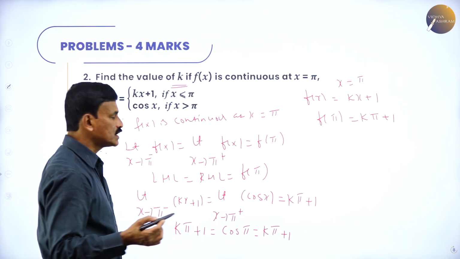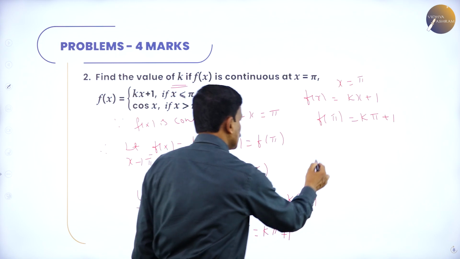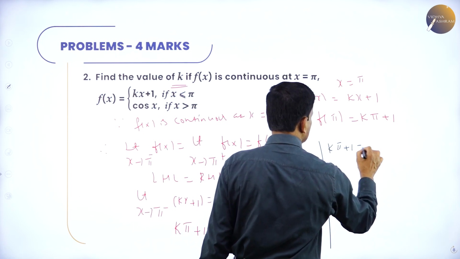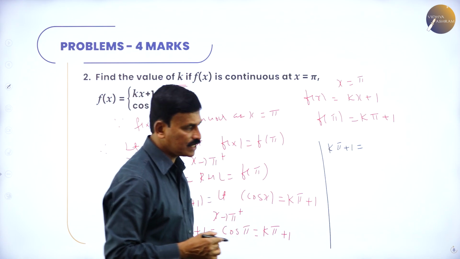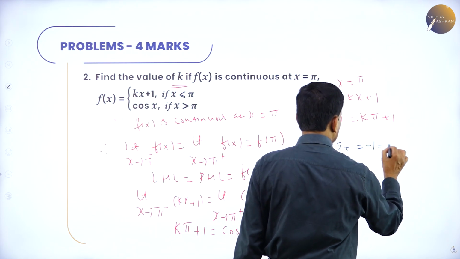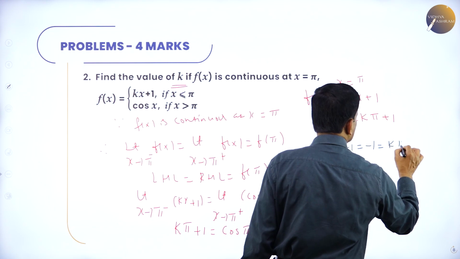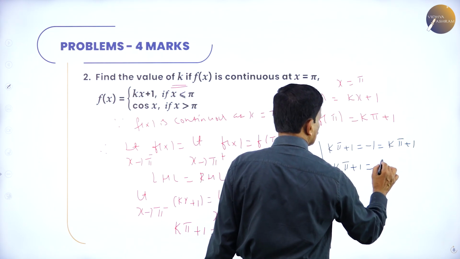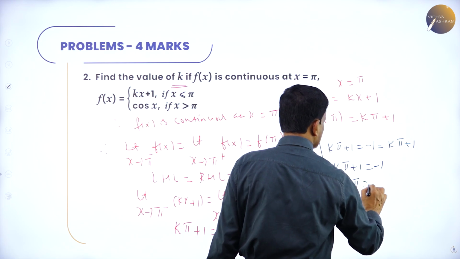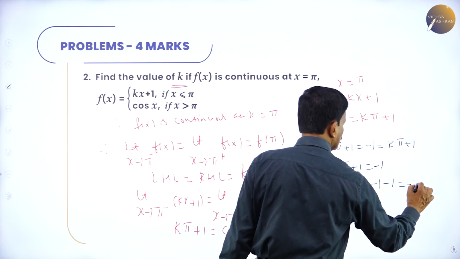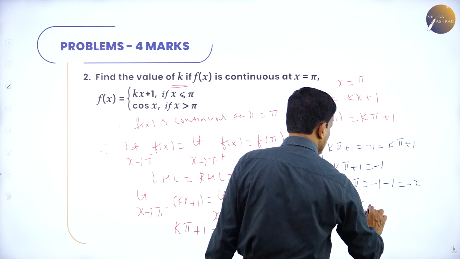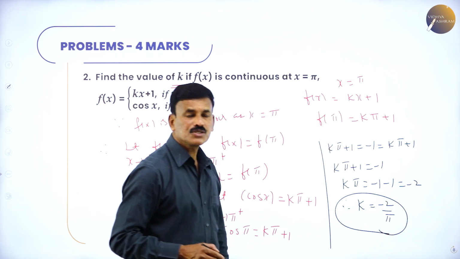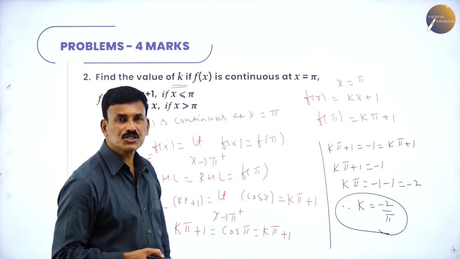Now, simplify, that's it. Now, this can be written as k into pi plus 1 is equal to cos pi, cos 180. Cos 180 is equal to minus 1, that is also equal to k pi plus 1. Equate first and second. K pi plus 1 is equal to minus 1, k pi is equal to minus 2. Therefore, k is equal to minus 2 divided by pi. That's it. So, the value of k is equal to minus 2 by pi.